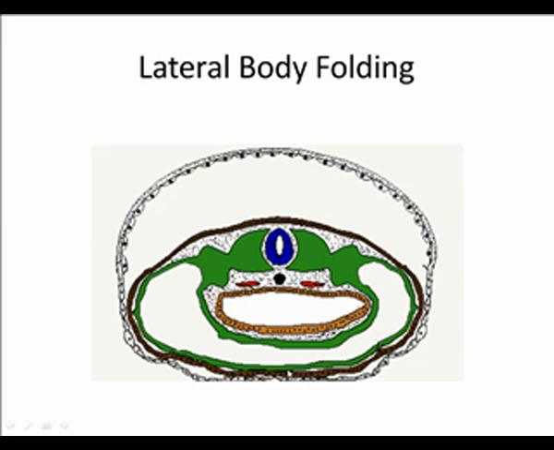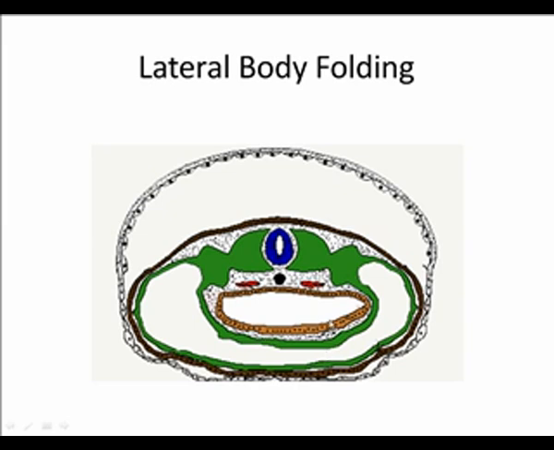midline to fuse. So that at this point, at about 28 days, we have lateral body folding give rise to an embryo now completely surrounded by ectoderm. That ectoderm is lined by mesoderm, and this is called the somatic mesoderm. There is a body cavity that formed during this process as the two body cavities fused, and there is another layer of mesoderm that lines the endoderm, and this layer of mesoderm is called the splanchnic mesoderm.